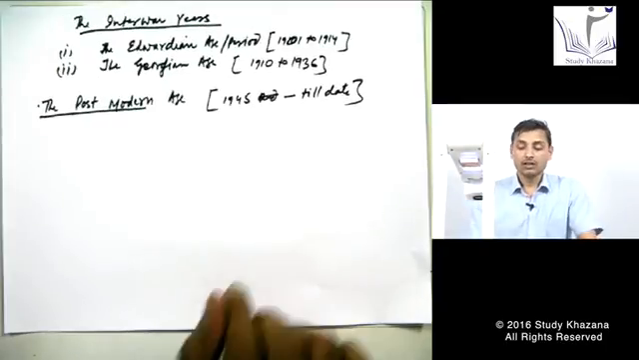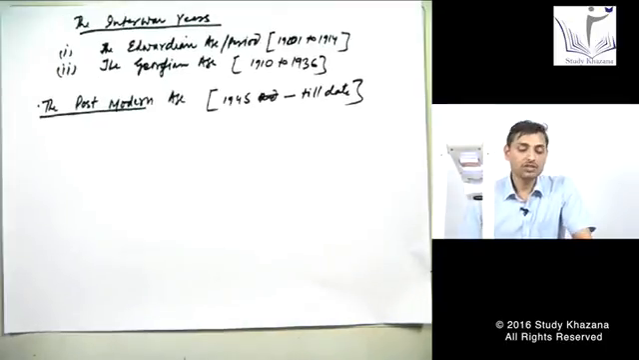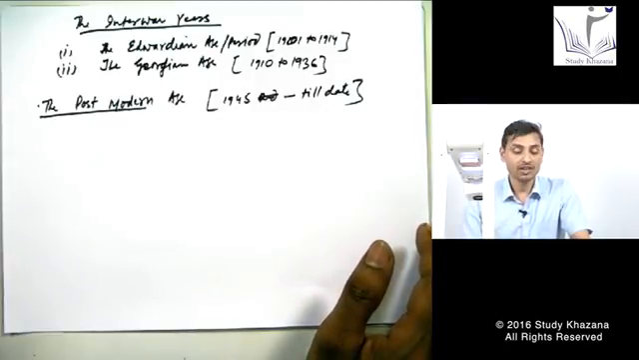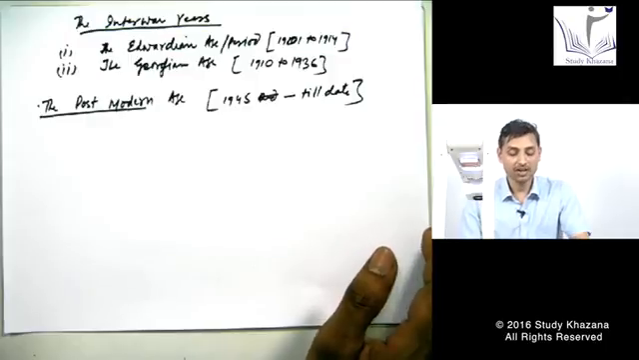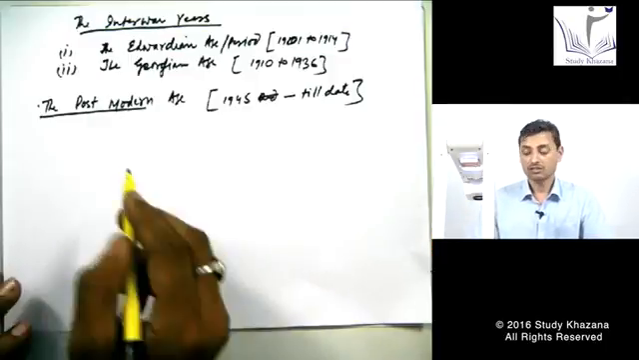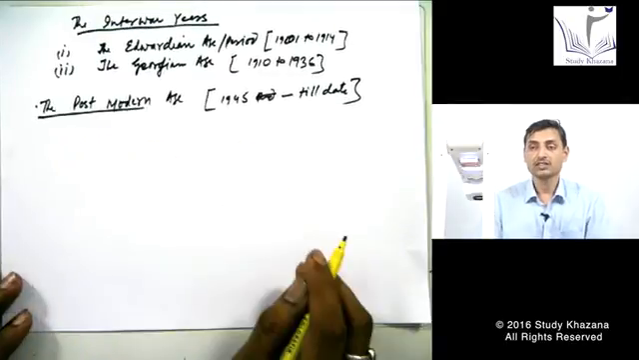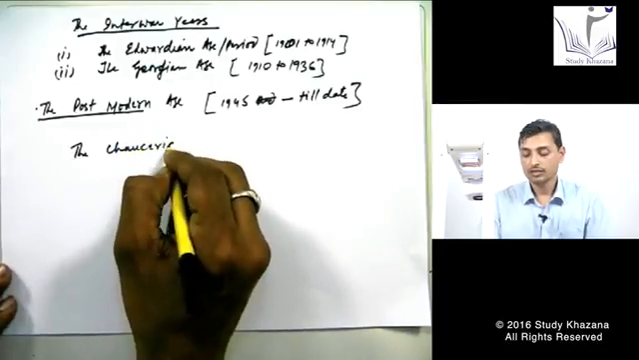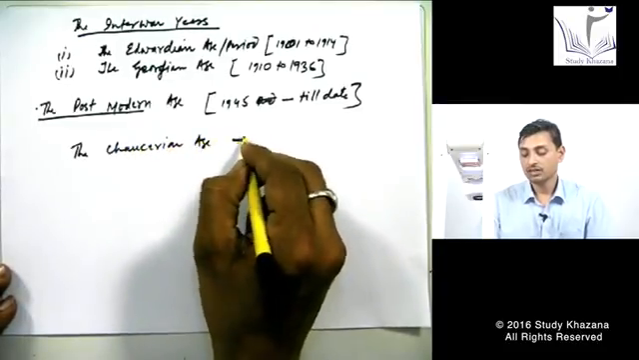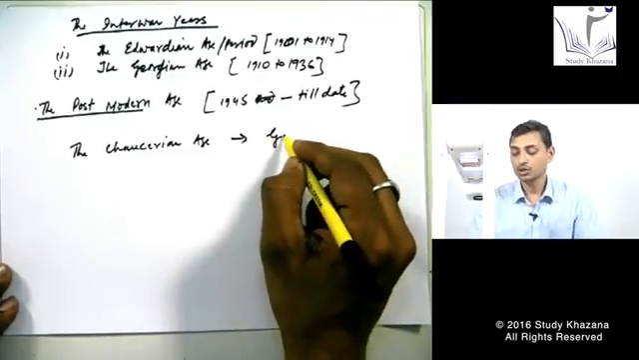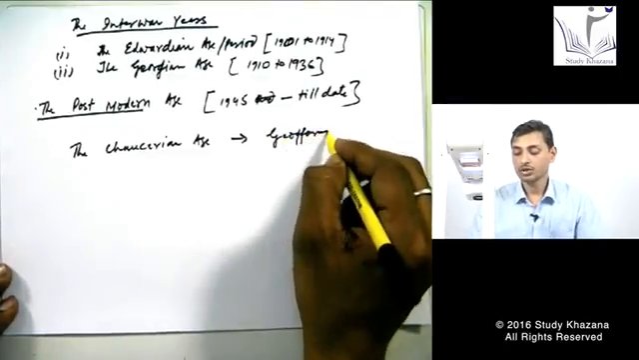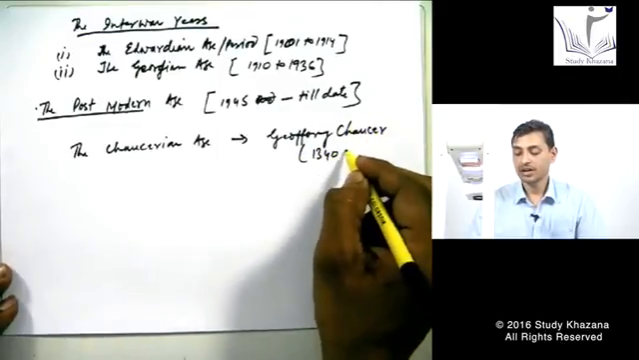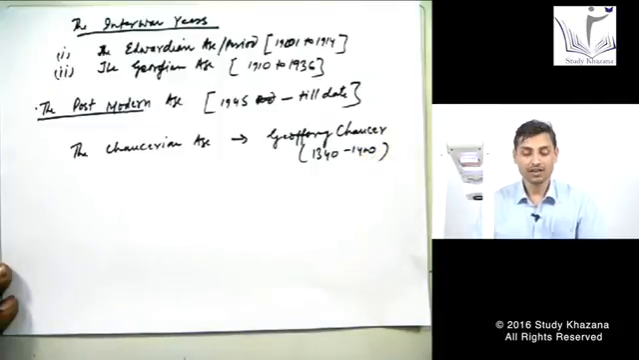Let me share with you an important fact. The writers of the age are also very, very important. You need to make a list of the ages and thereby the writers. As we come to the Chaucerian age, the most important writer is Geoffrey Chaucer, whose lifespan is 1340 to 1400.